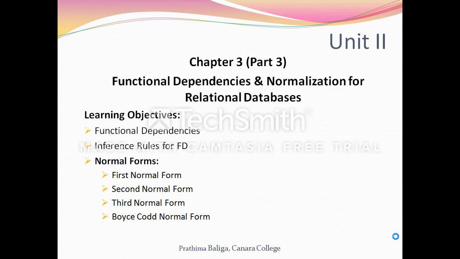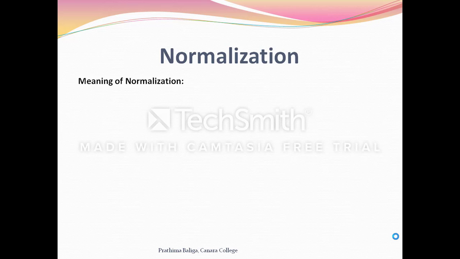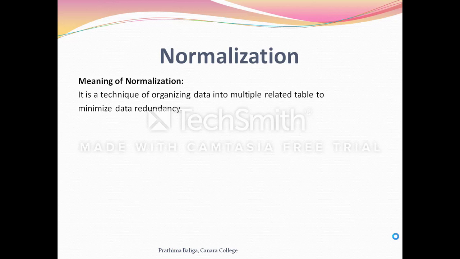Let us start with what problems arise if the tables or relations are not normalized and how normalization solves those problems. Now the question is, what is normalization? Normalization is a technique of organizing data into multiple related tables to minimize data redundancy.